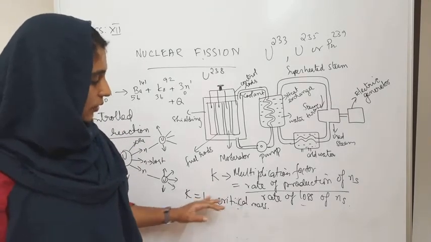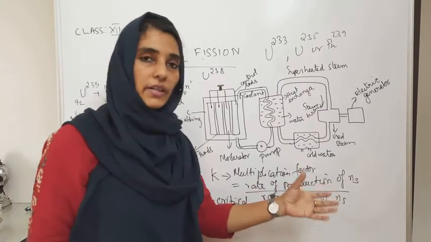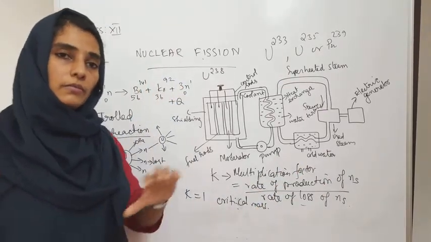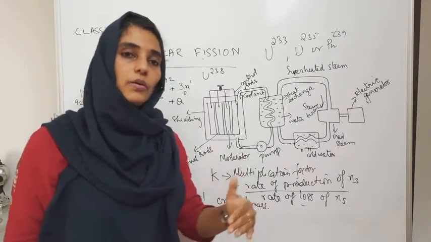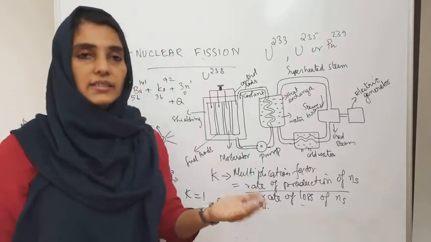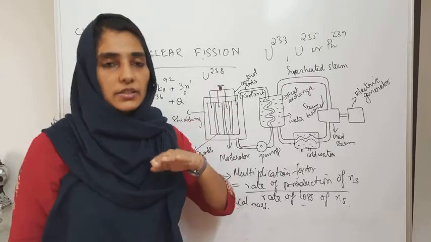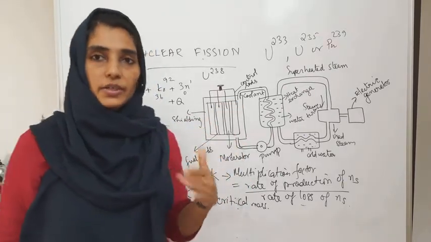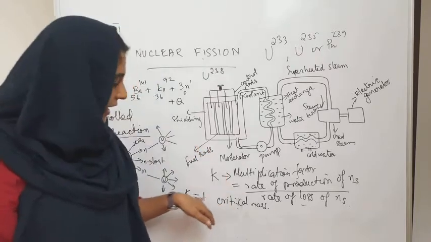That is, close to unity means that the rate of production is equal to the rate of loss of neutrons. In this case, the reaction will be sustained. This will make the reaction go on in a steady state. Power will be generated in a steady state when K equals 1.